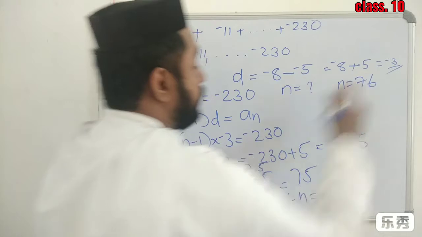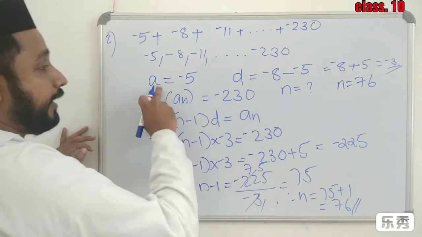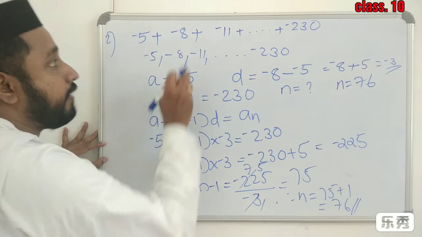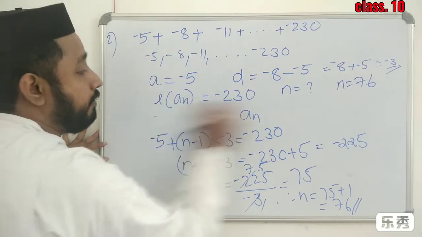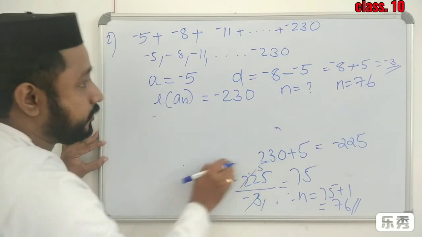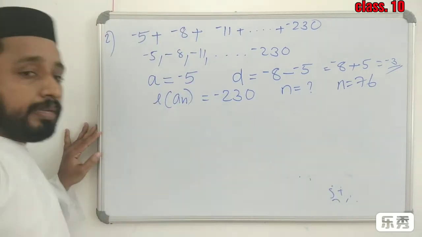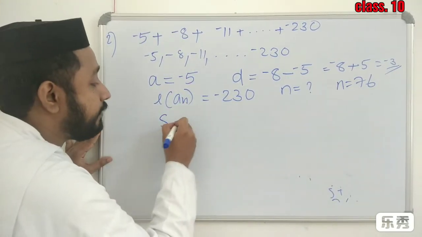So we got a, l and n. So we can easily find the sum of this AP, which means Sn is equal to the sum of this AP. n is 76, which means S 76.